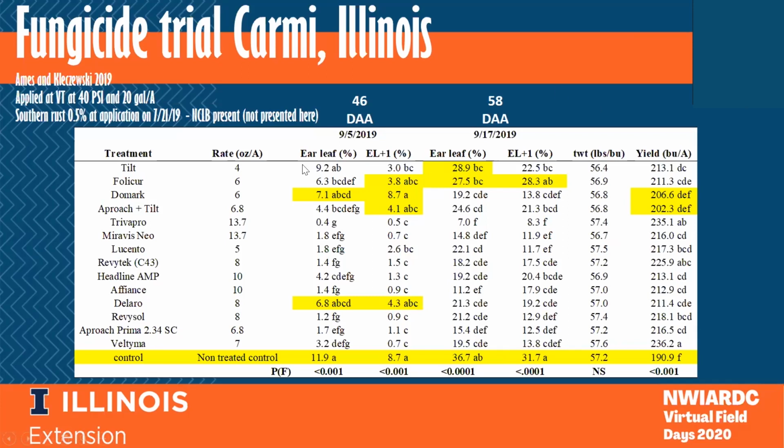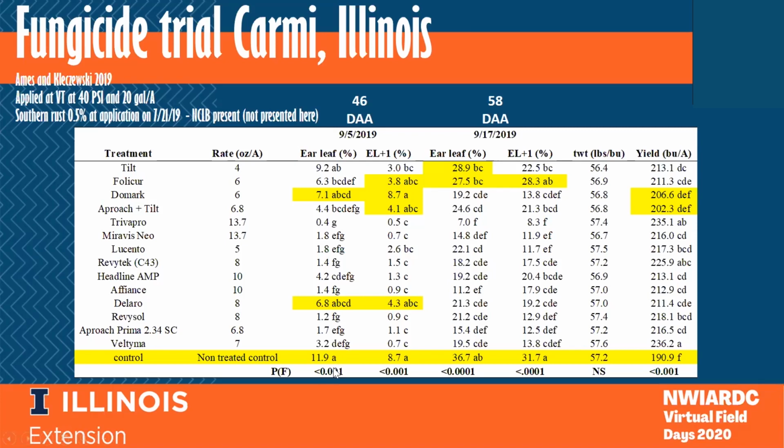And as you can see here, even though the disease was present at a low amount on this date, about 46 days after application here is when we started rating it. And our non-treated checks on that ear leaf right here, we had about 12% disease. That's a pretty substantial amount of disease. If you saw that on your leaf, you'd say that's probably quite a bit of southern rust.